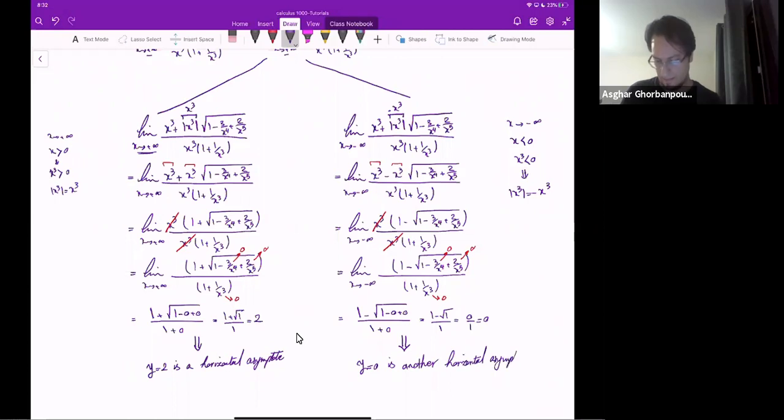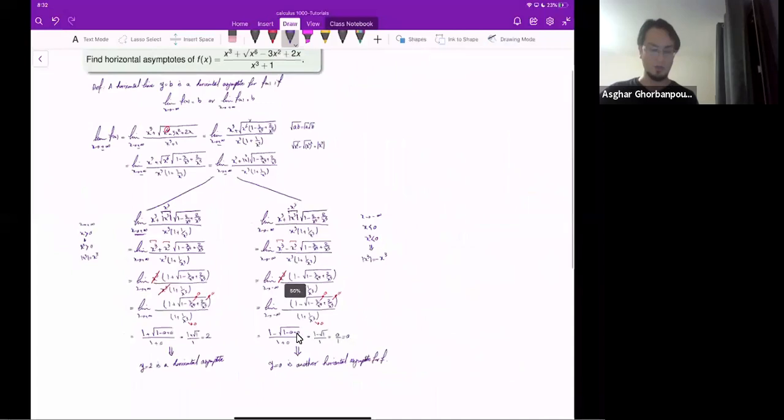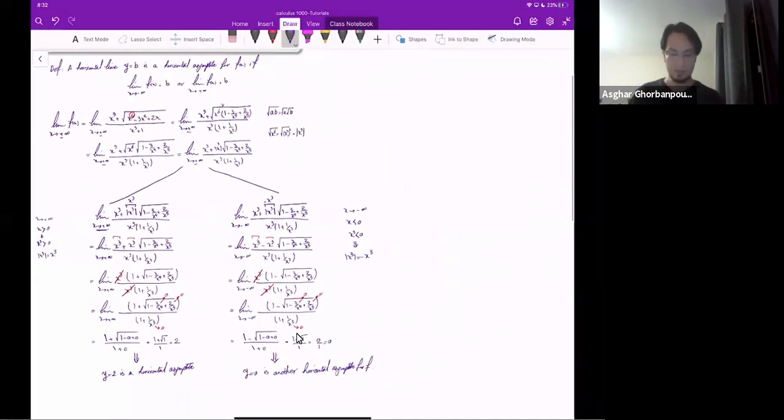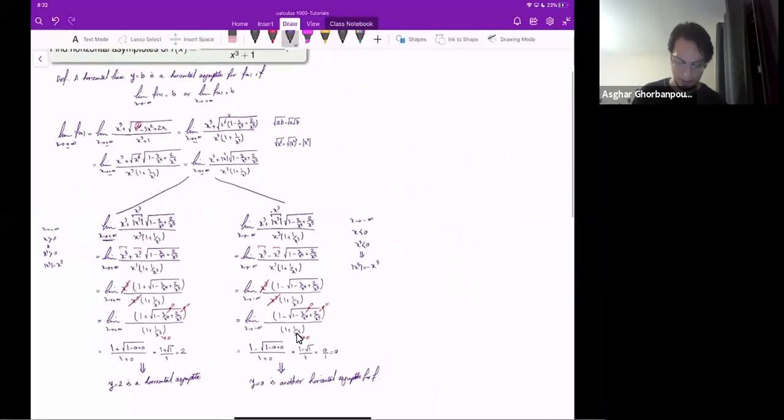So every function can have at most 2 horizontal asymptotes, and this one is one of the cases which has 2 horizontal asymptotes. One is y equal to 2, and the other one is y equal to 0.